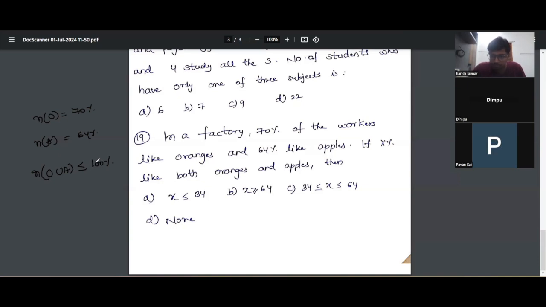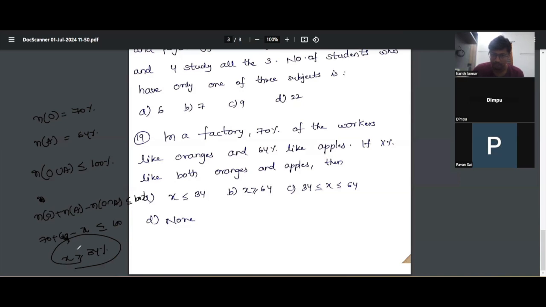Right? And so here what I'll get? I'll get n of oranges plus n of apples minus n of oranges intersection apples less than or equal to 100%, right? So this is 70 plus 64 minus x, let's say x, less than or equal to 100, right? So 70 plus 64 is 134. So x greater than or equal to 34%.